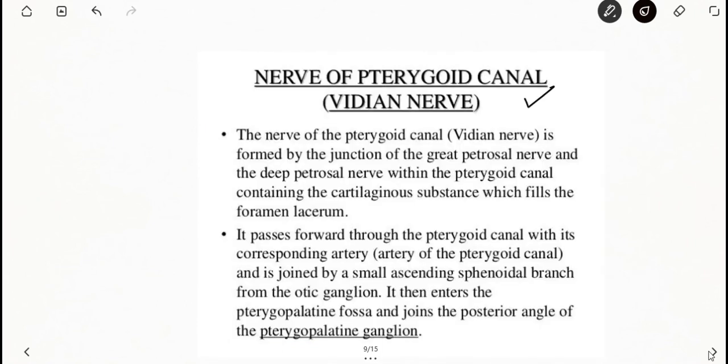The nerve of pterygoid canal is also known as Vidian nerve. So remember for your exam, nerve of pterygoid canal is also known as Vidian nerve. How is it formed? You have to remember for your exam, it is formed by a junction of greater petrosal nerve and deep petrosal nerve.